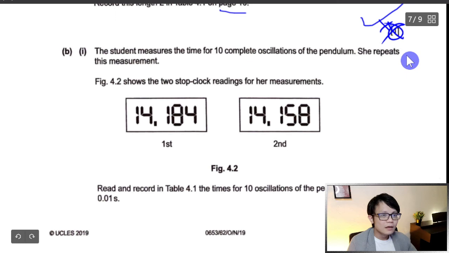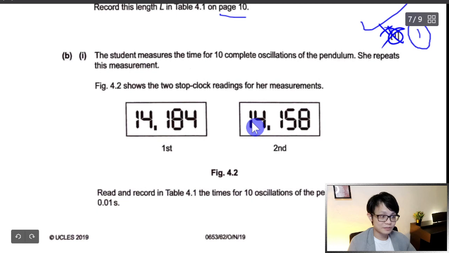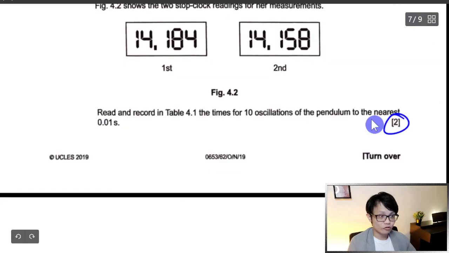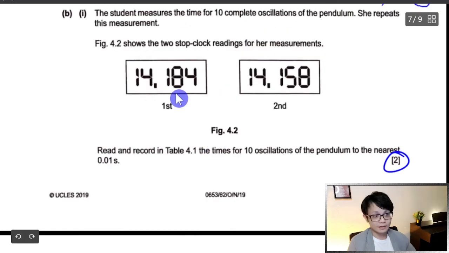Measure 10 oscillations and repeat the experiment. 2 marks. So the student wrote this properly. 14.18, 14.16. You get this correct. Okay. 14.18, 14.16. Mathematics, I don't need to go into this. I think you guys know. Okay. This one is correct. So you get 2 marks.